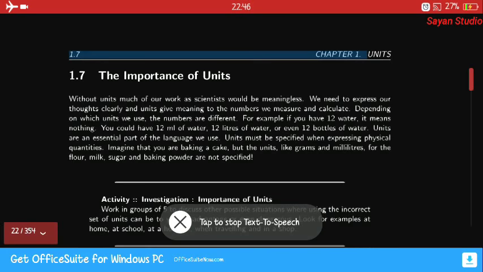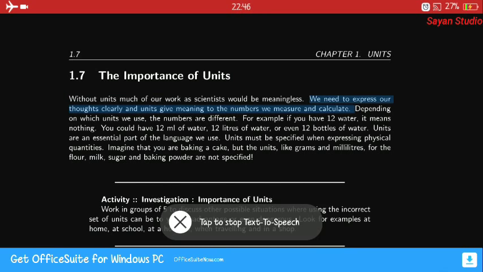1.7 The importance of units. Without units, much of our work as scientists would be meaningless. We need to express our thoughts clearly, and units give meaning to the numbers we measure and calculate. Depending on which units we use, the numbers are different. For example, if you have 12 water, it means nothing. You could have 12 milliliters of water, 12 liters of water, or even 12 bottles of water.